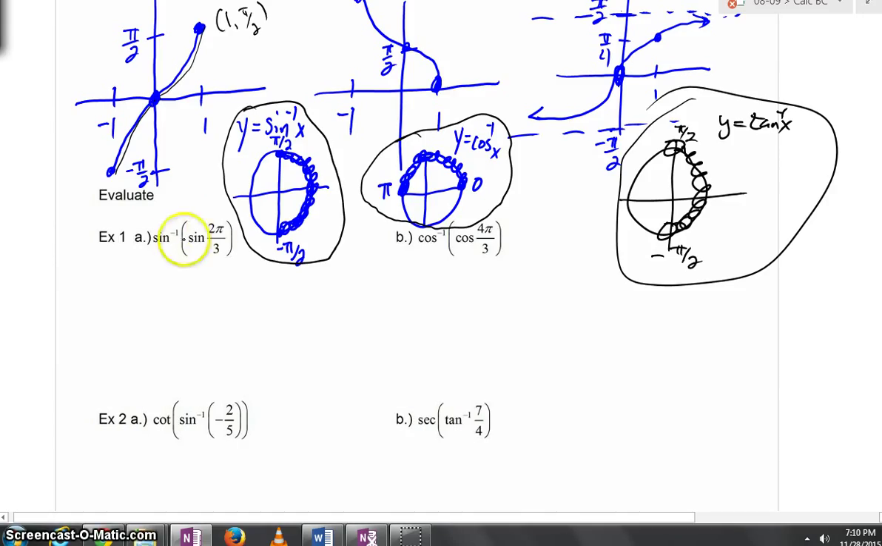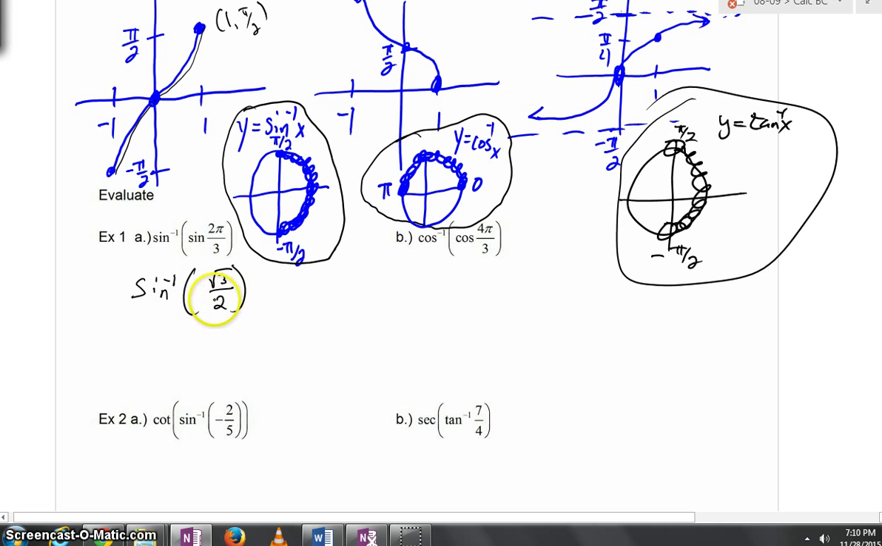The inverse sine of sine of 2 pi over 3. Well, the sine of 2 pi over 3, that would be a 2 pi over 3 is in the second quadrant. Sine is positive there. With a reference angle of pi over 3, sine of pi over 3 is root 3 over 2. So we're really going to take the inverse sine of radical 3 over 2.